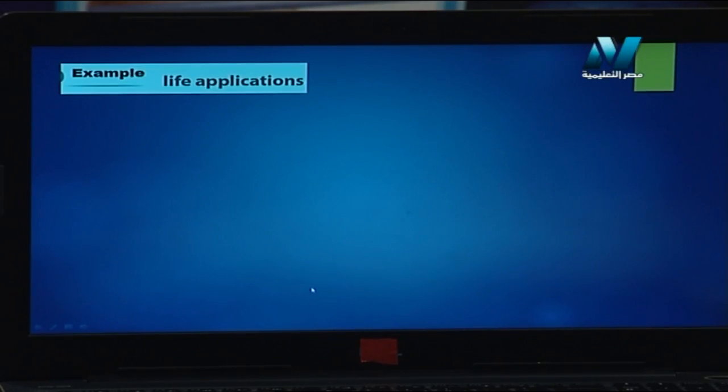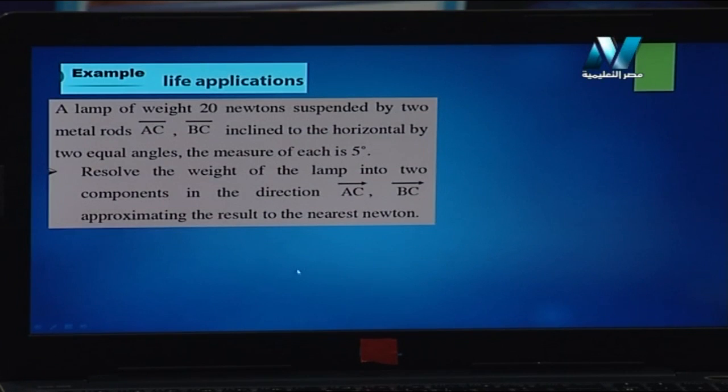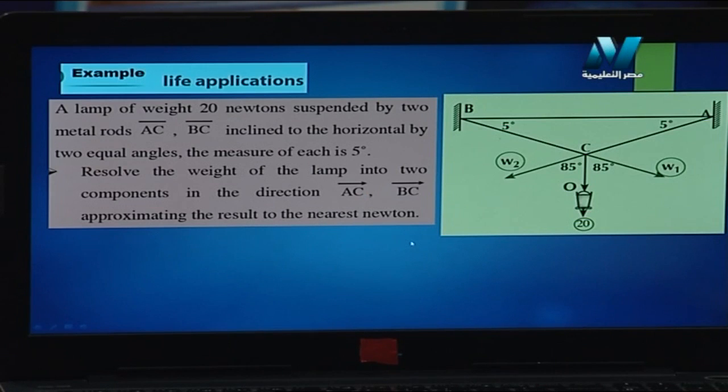Example number 2, with life application. We have a lamp of weight 20 newtons suspended by two metal rods AC and BC, inclined to the horizontal by two equal angles, the measure of each is 5 degrees. Resolve the weight of the lamp into two components in the direction AC and BC, approximating the result to the nearest newton. Let's look at the drawing here.